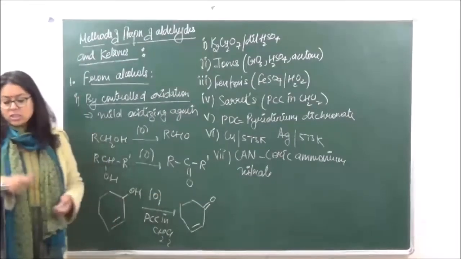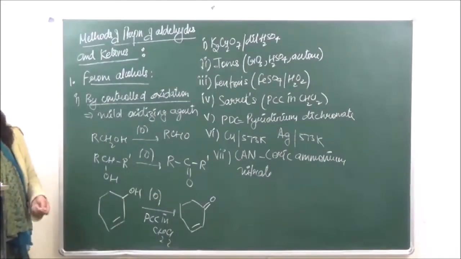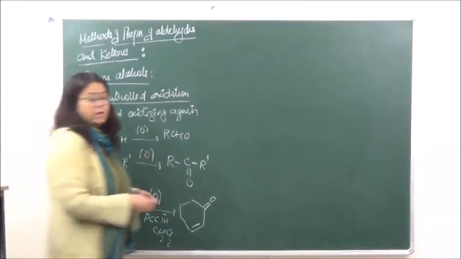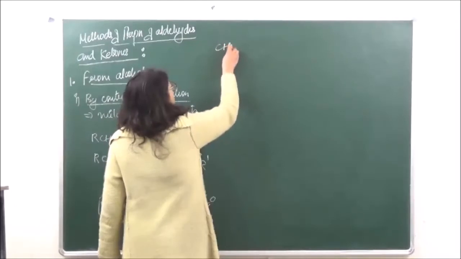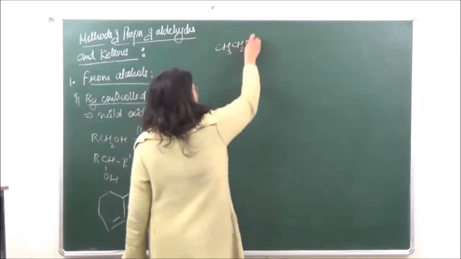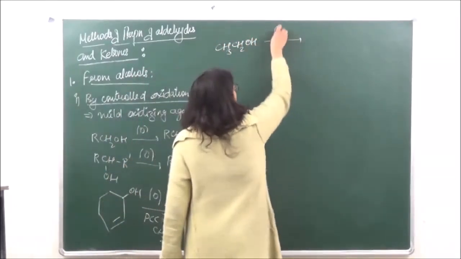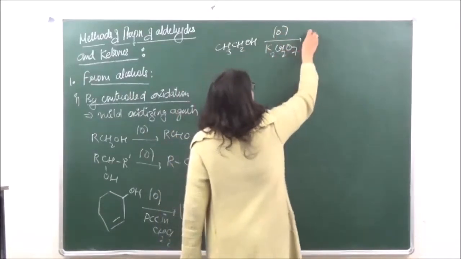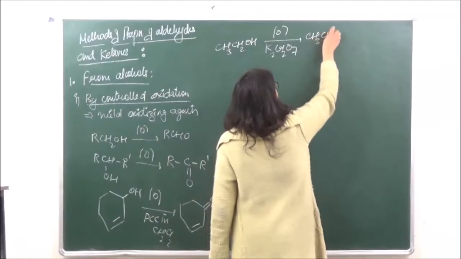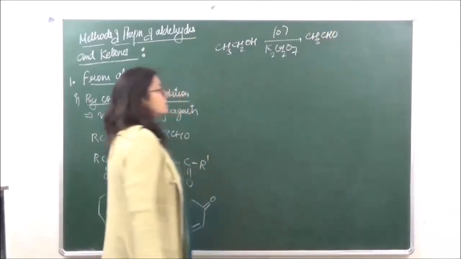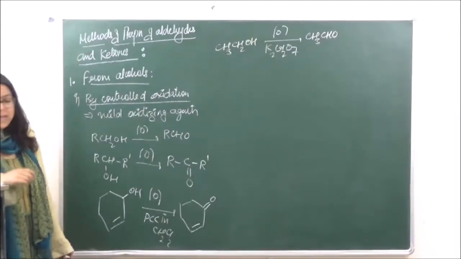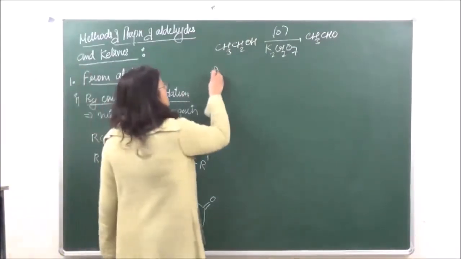Okay, so let's just see some other examples of oxidation. When we're doing some other examples over here, we are taking a normal alcohol, CH3CH2OH, oxidation in presence of K2Cr2O7. This is going to give us CH3CHO.